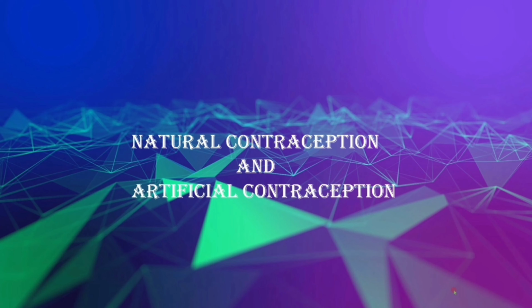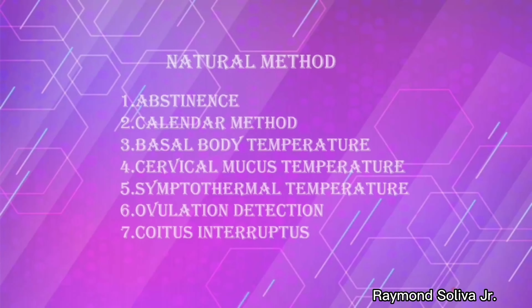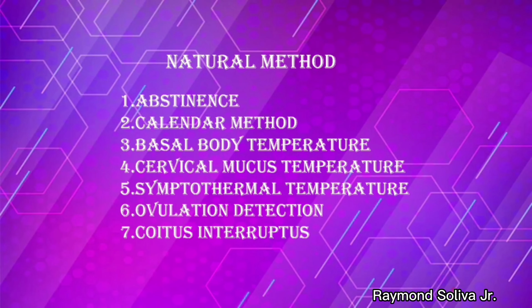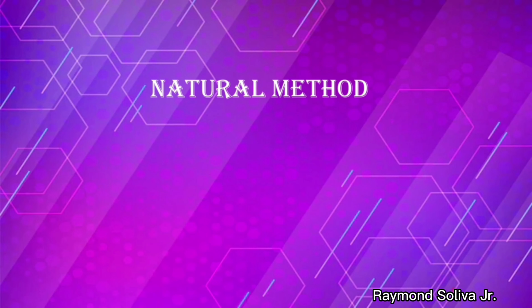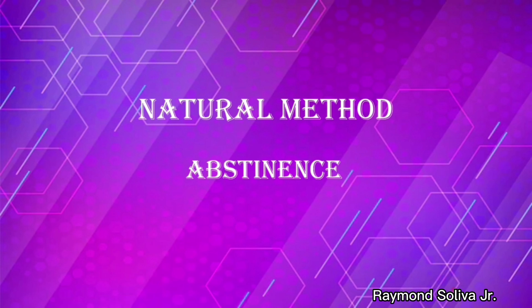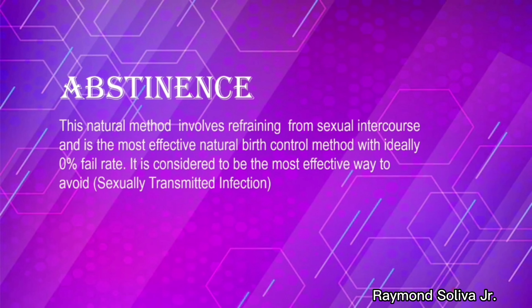Let's move first to the natural contraception. There are many natural methods of contraception, but I will discuss only 7 of them, such as abstinence, calendar method, basal body temperature, cervical mucus temperature, symptothermal temperature, ovulation detection, and coitus interruptus. First natural method of contraception is abstinence. Ano nga ba yung abstinence?